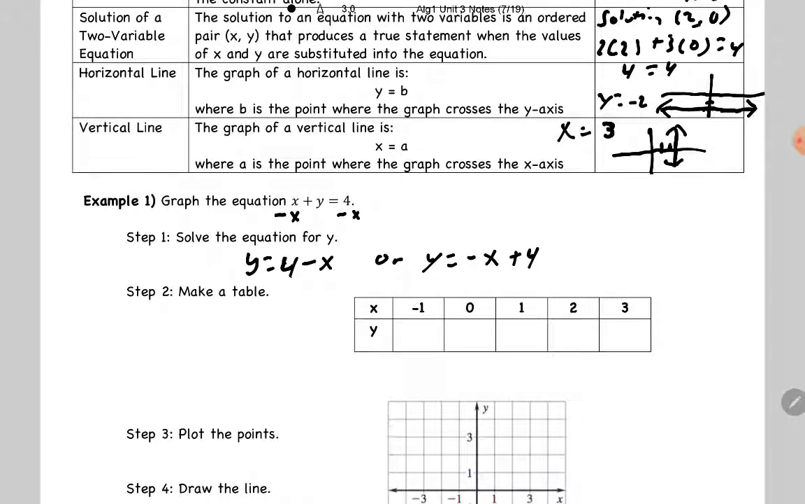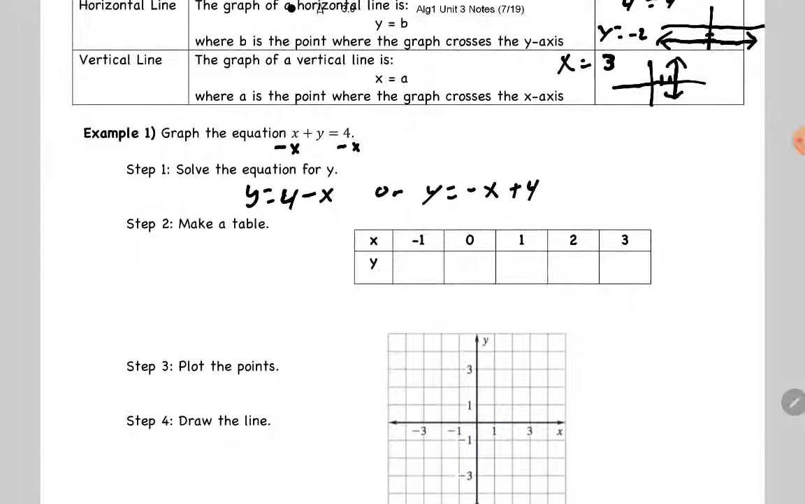Now we're going to plug these into our equation. So if I plug -1 into the equation, so I'm using y equals 4 minus x. So y equals 4 minus -1. Two negatives make it positive, so I get 4 plus 1, which is 5. If I plug in 0, I'll get 4 minus 0, which is 4. 4 minus 1 is 3. 4 minus 2 is 2. And 4 minus 3 is 1.